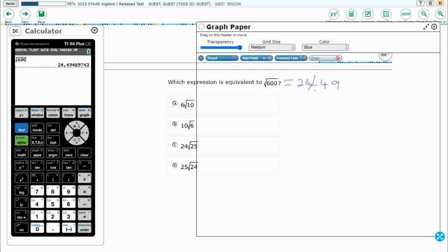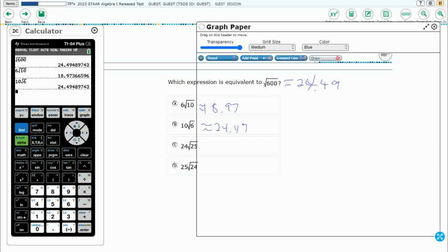Okay. Now we just do the other ones. So 6 square root of 10. Okay, see, that's not going to work because that's approximately 18.97. Now that 10 square root of 6, that's what we said should work. 10 square root of 6. There we go. You see, it matches perfectly. So that is going to be our answer.